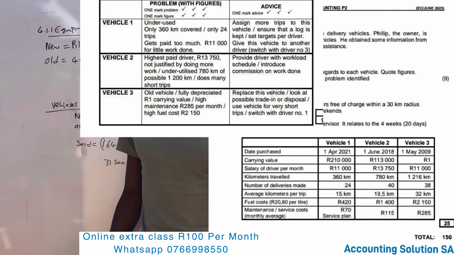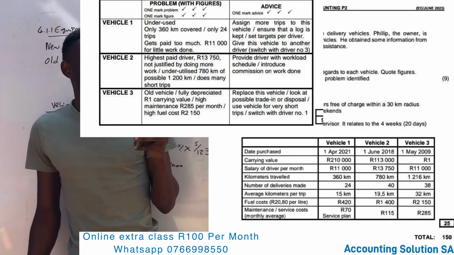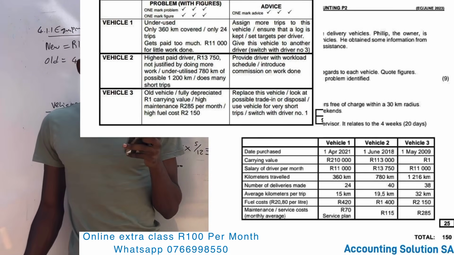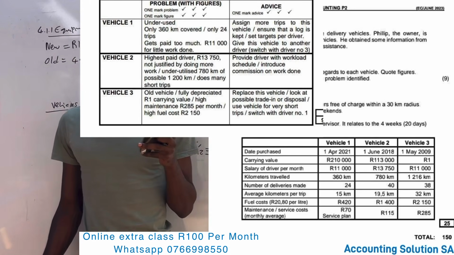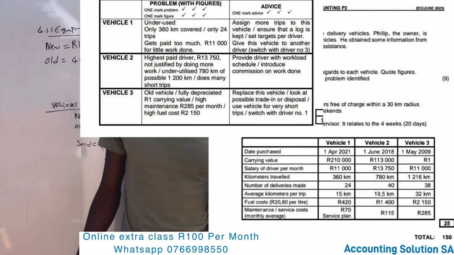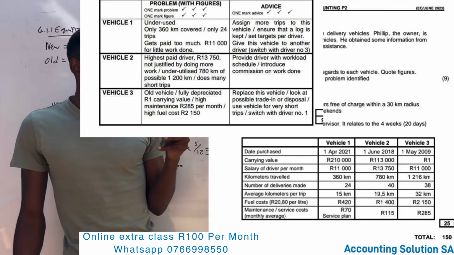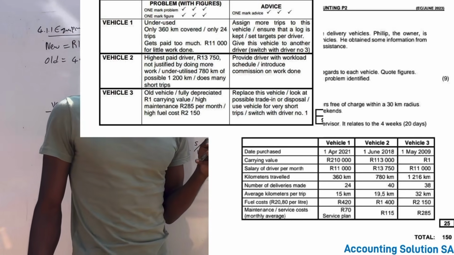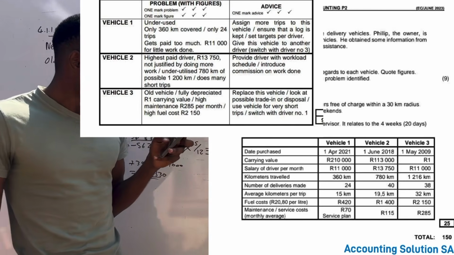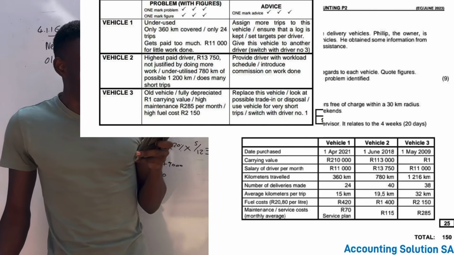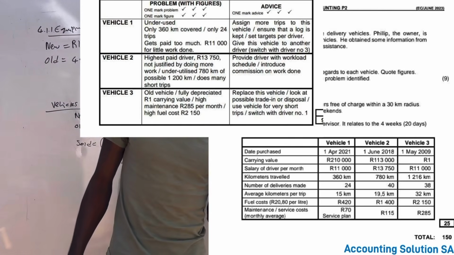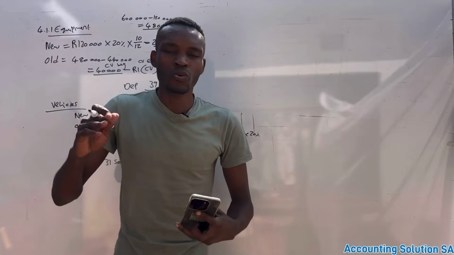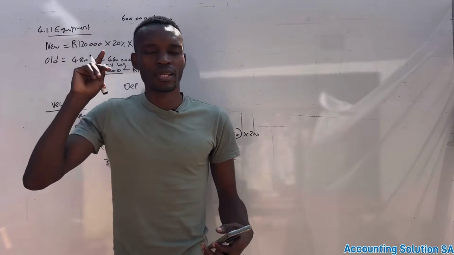Okay, vehicle 2: the highest paid driver is in vehicle 2 at 13,000, which is very high for this 780 kilometers compared to vehicle number 3. Okay, advice: we have to provide this driver with more workload because he's getting paid a lot. Then vehicle number 3 is very old. As you can see, the value is only 1 rand. It's very old and fully depreciated. We need to replace this vehicle. So I hope you learn something, guys, and you enjoy.